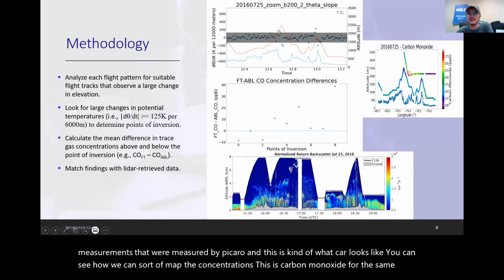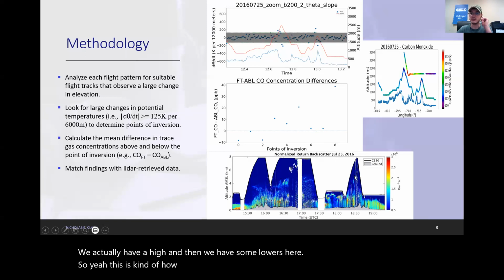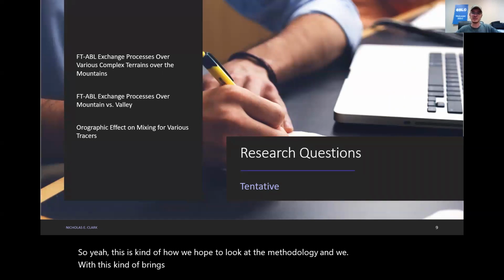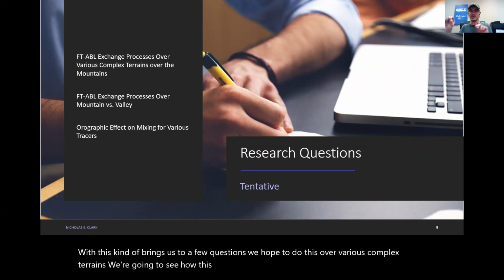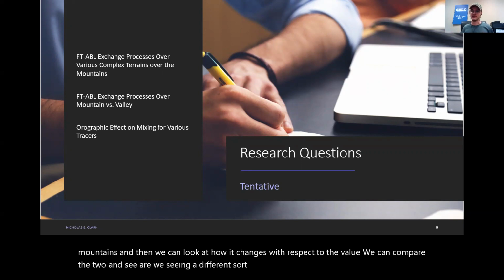We actually have a high and then we have some lows here. So this is how we hope to look at the methodology, and this brings us to a few questions. We hope to do this over various complex terrains. We're going to see how this works over different peaks and places within the mountains, and then look at how it changes with respect to the valley. We can compare the two and see, are we seeing a different sort of thing from the mountains to the valleys?